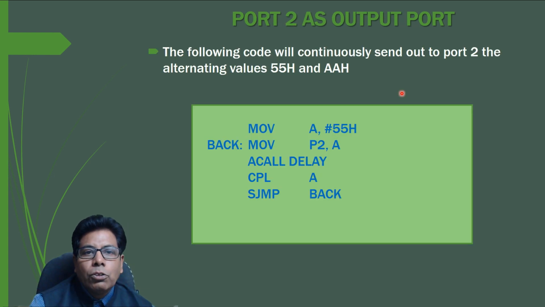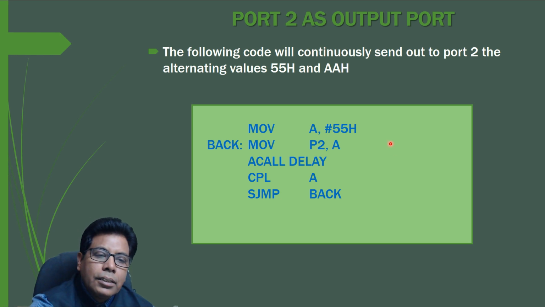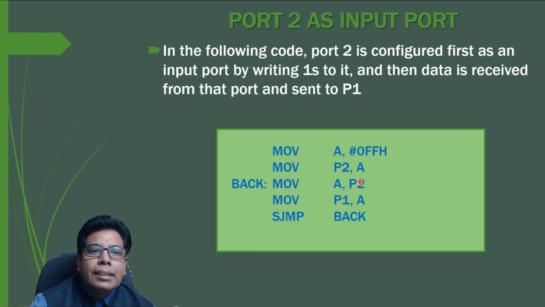Then port 2 as output port. In this code it will continuously send out alternate values of 55 and AA. Similar example we have taken. First we load 55 into accumulator A, and then into port 2, then call delay, then CPL A, SJMP back.